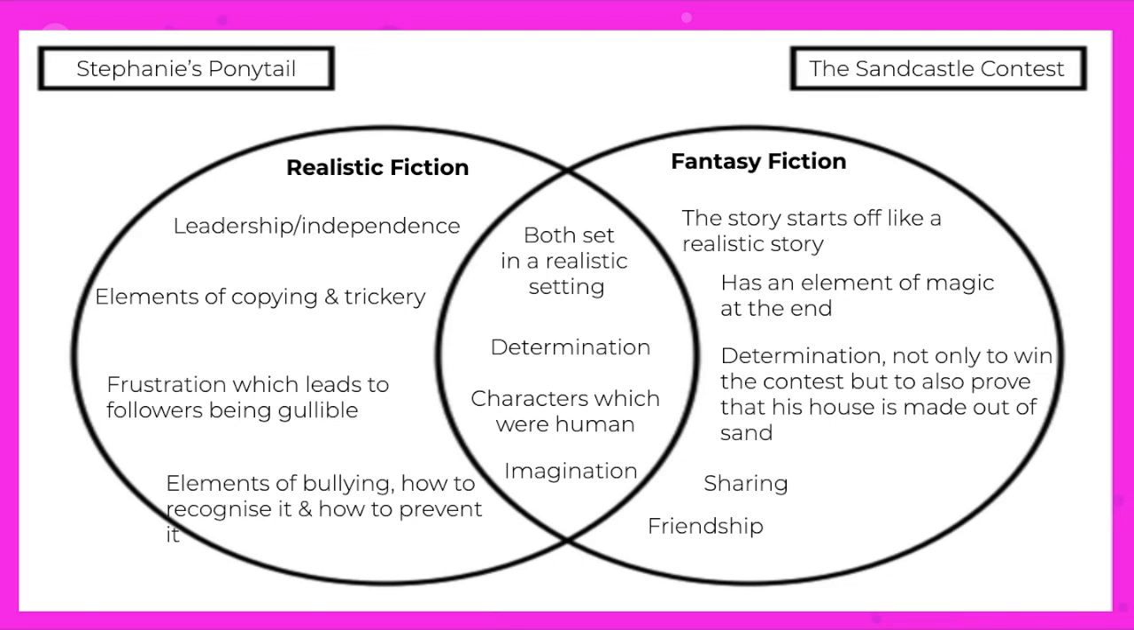Here we see the Venn diagram again, and on the left-hand side we see Stephanie's Ponytail, and on the right-hand side we see The Sandcastle Contest. Remember, on either side of the circles you will see the contrasting features, the features that are different. And in the middle, you will see the comparisons, things that can be seen in both stories which are similar.